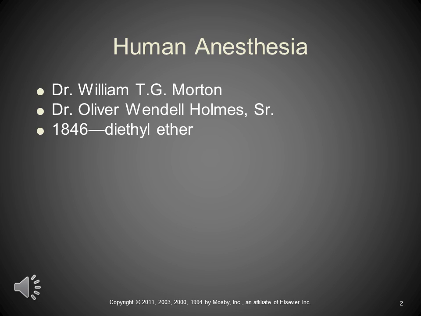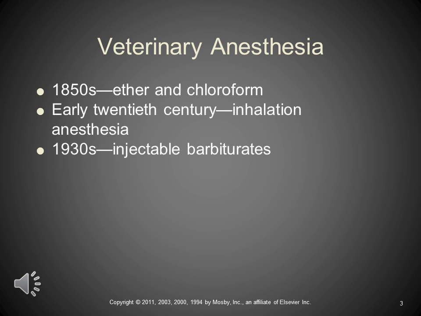The real breakthrough came in 1846 with the use of diethyl ether. Good old ether worked wonders for alleviating pain, and we have been moving down that road ever since. In the 1850s, ether and chloroform both became popular for use as inhalant anesthetics. In the early 20th century, inhalant anesthesia was often the method of choice, using ether and chloroform. And by the 1930s, injectable barbiturates became much more popular. They seem to provide greater safety and less consequences than ether and chloroform, so they became much more popular.